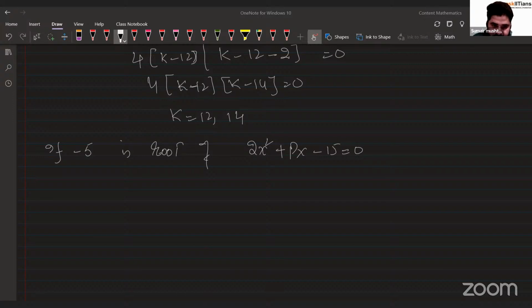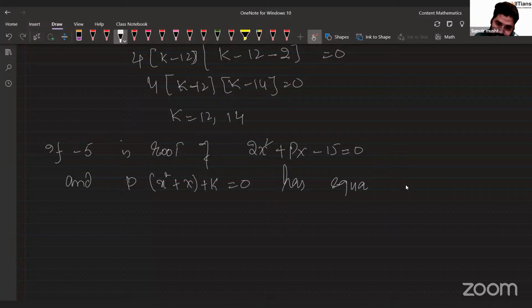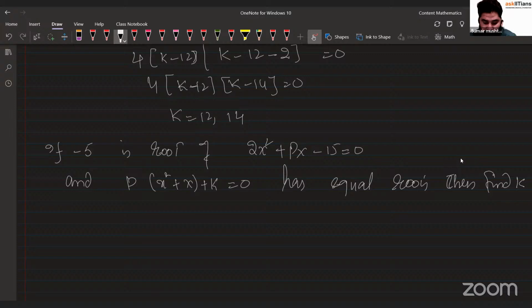And p times x square plus x plus k is equal to 0, because this is also a quadratic equation, has equal roots. Then find k. It's not said find p because p can be easily found. You have to find k. How to find the value of k? Can anyone tell me how to find the value of k? This is easy. This is super easy.